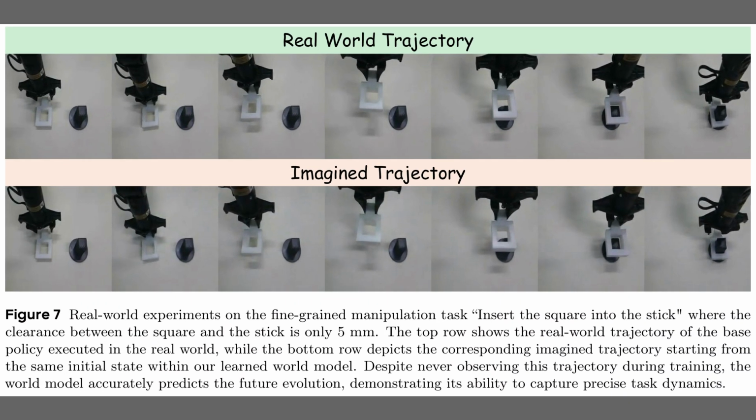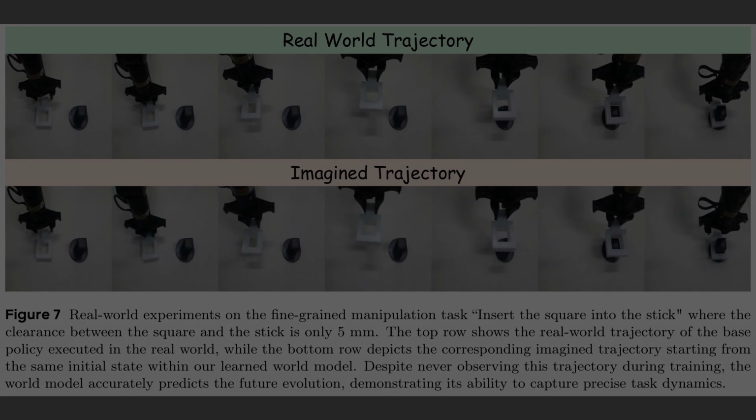Figure 7 shows that the learned video world model mirrors real robot motion for a tight insertion task, which signals faithful pixel-level dynamics. The top row presents the real-world trajectory. The bottom row shows the imagined trajectory, meaning frames predicted by the world model. The 2 sequences align in pose and timing, so the policy can train in imagination without drift. The task uses a 5mm clearance, highlighting precise predictions.